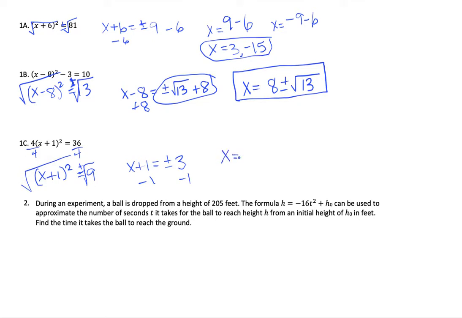So x is going to be a positive 3 minus 1, which is 2. And x is going to be a negative 3 minus 1, which is negative 4. If you're bad with your adding and subtracting negatives, make sure you use a calculator.